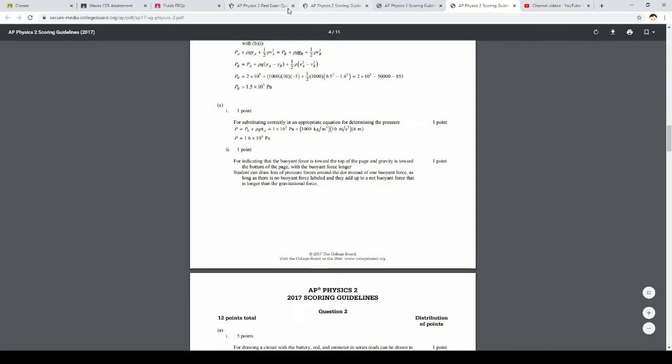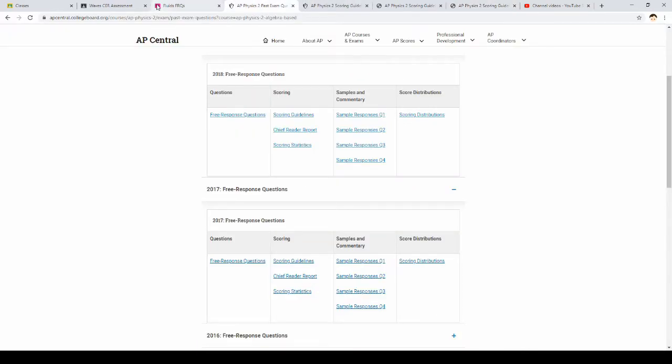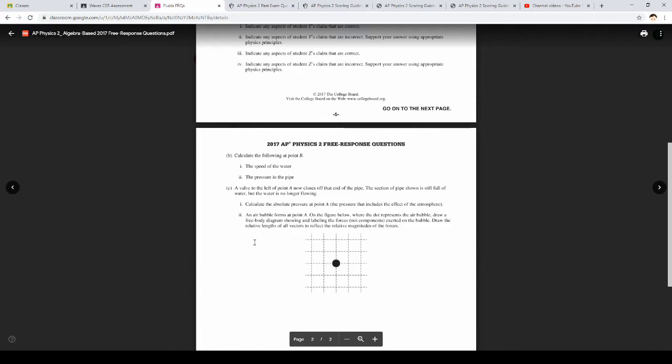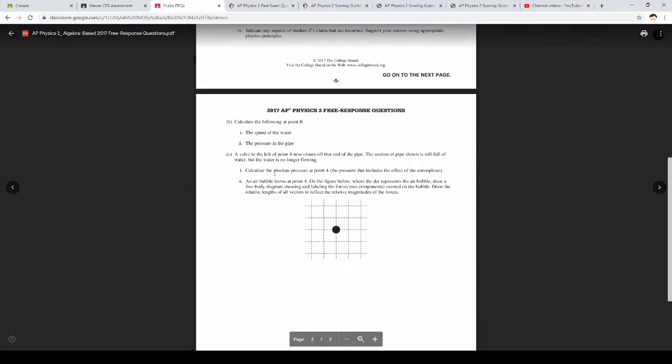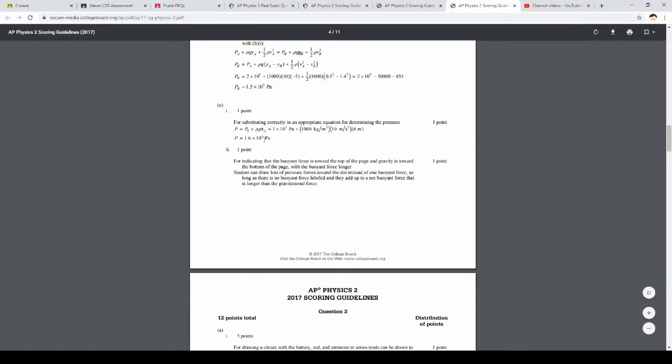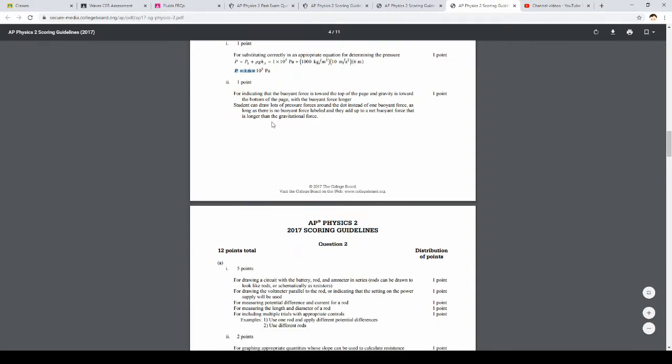Part C is when we close off the valve here. We now have to calculate the absolute pressure at point A. So it's no longer a fluid dynamics question, it's now a static fluids question. So we're going to use gauge pressure here. And then we need to indicate that the buoyant force is upward and gravity is downward.